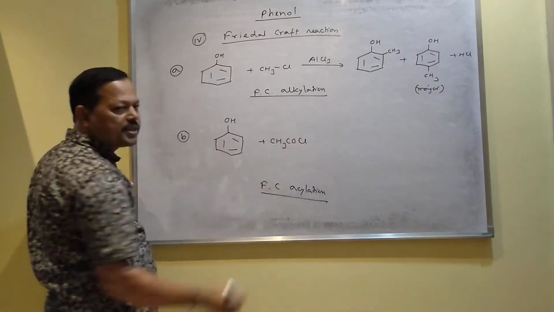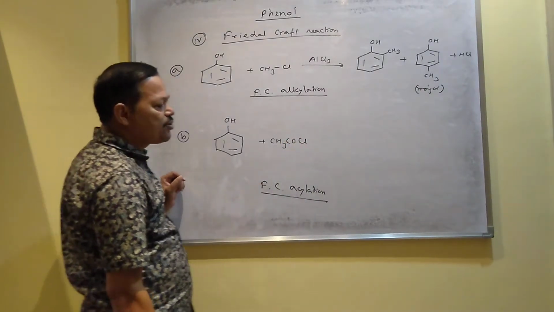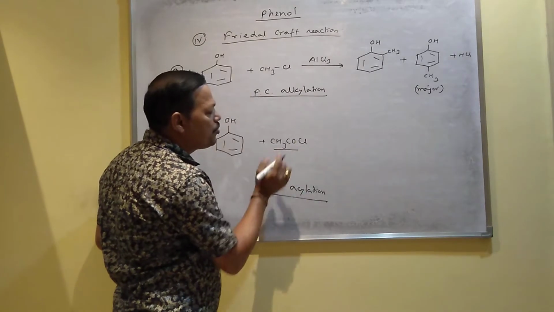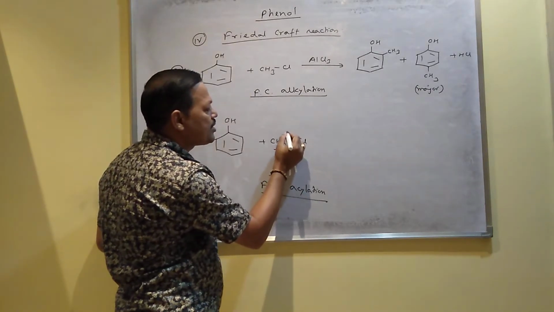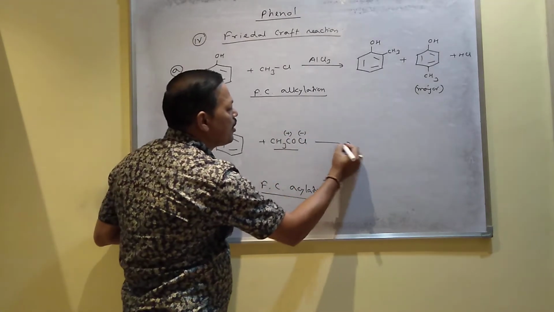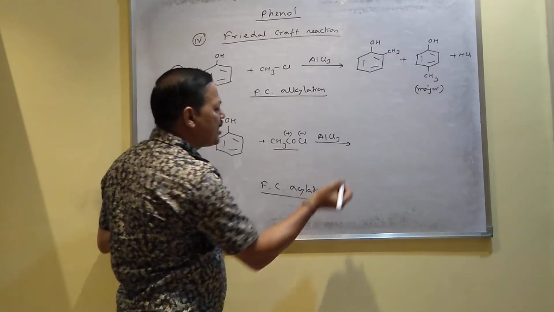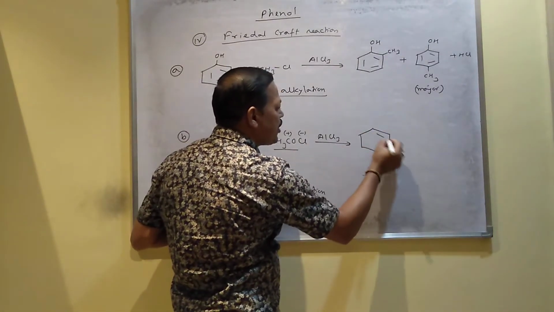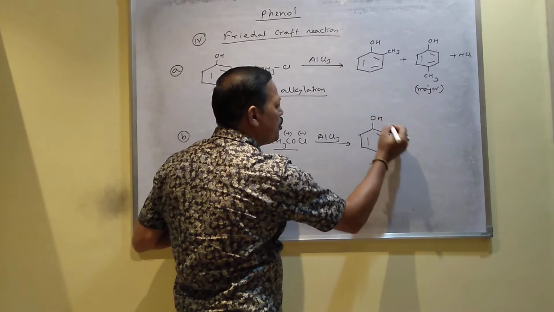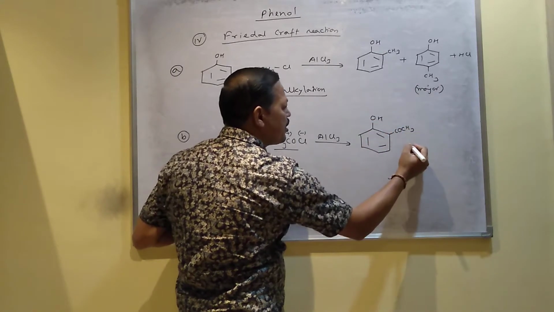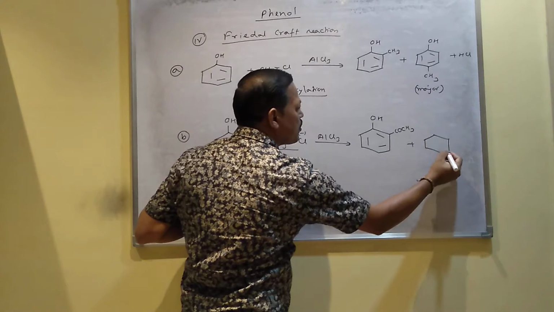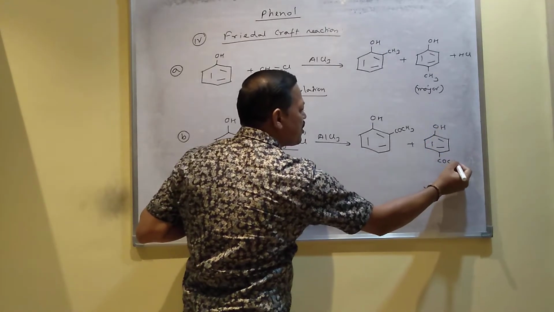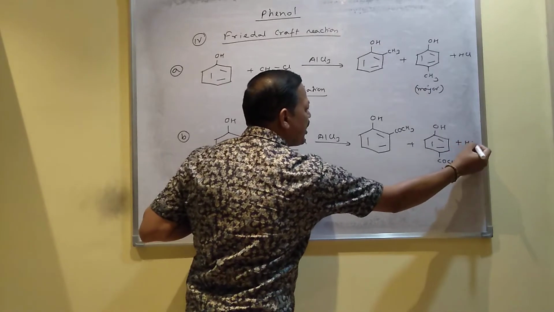its IUPAC name is ethanoyl chloride, and it is also called acyl chloride. This group CH3CO is called acyl group. Here CH3CO plus Cl minus in presence of AlCl3. This acyl group will be introduced in the benzene ring at ortho and para position. OH COCH3, OH COCH3, side product will be HCl.